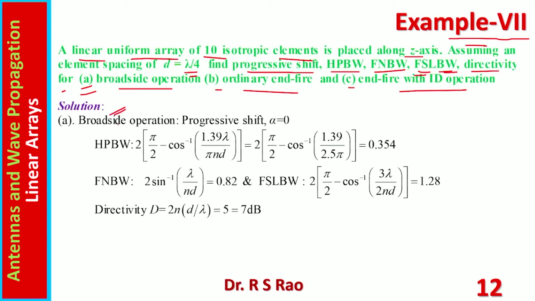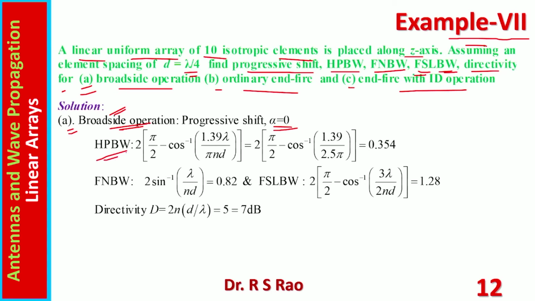Solution. First we consider broadside operation, A. Broadside operation comes into being when alpha is 0. So we need not do any calculations to find the alpha value. Broadside operation implies alpha is 0.